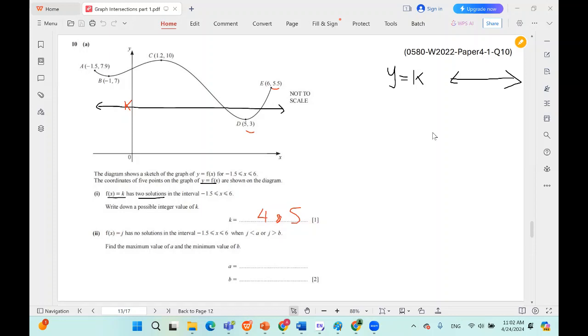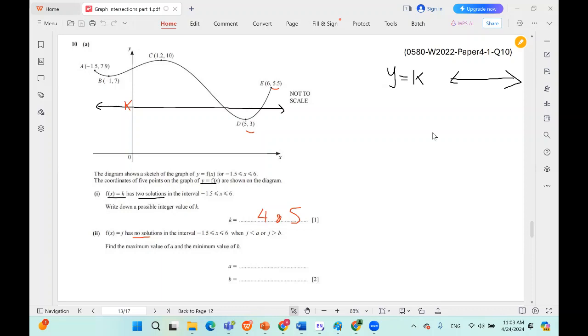F of x equals j has no solutions in the interval negative 1.5 to 6, where j is less than a or j is greater than b. Find the value of a and b. So no solution means that the horizontal line here will not cut the curve at all. So what horizontal lines would not cut the curve? I'm going to draw two of them now.